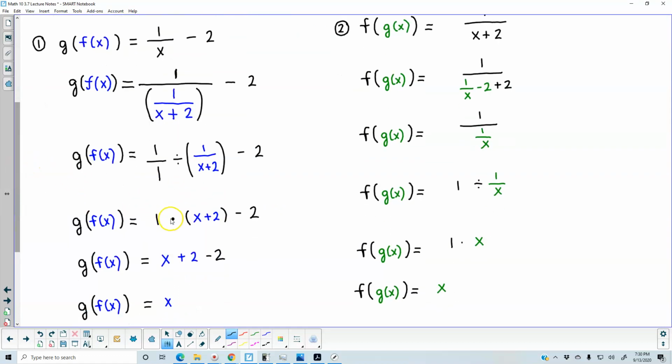Now, if we want to turn this into multiplication, we need to take the reciprocal of 1 over x plus 2. Well, the reciprocal becomes x plus 2. So we have 1 times x plus 2, which becomes x plus 2 minus 2. And then when we combine like terms, we eliminate the 2 and we end up with x. So far, g of f of x is equal to x.